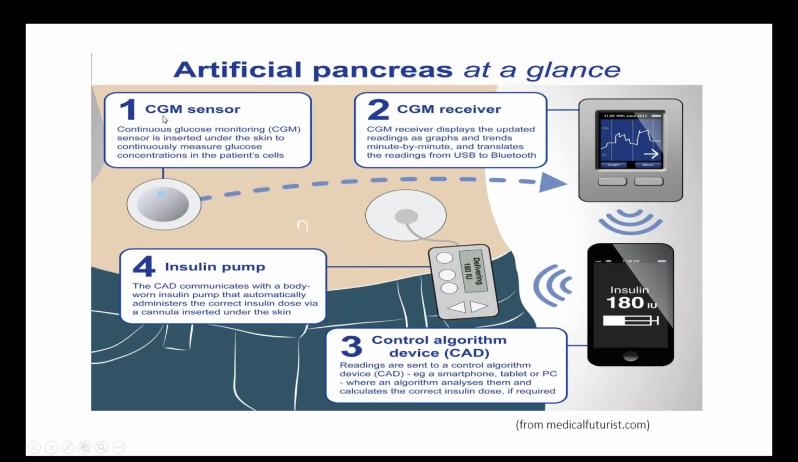You get the CGM sensor continuously monitoring the glucose, and it sends the data. Here you see that link I mentioned: you have an embedded Bluetooth device that sends the data to a local receiver. The local receiver then sends it to a computing device, the control algorithm device. So there is some computation that goes into calculating the dose.